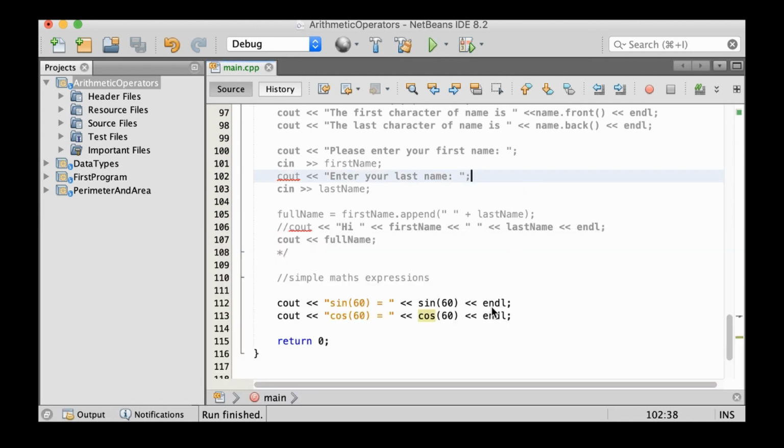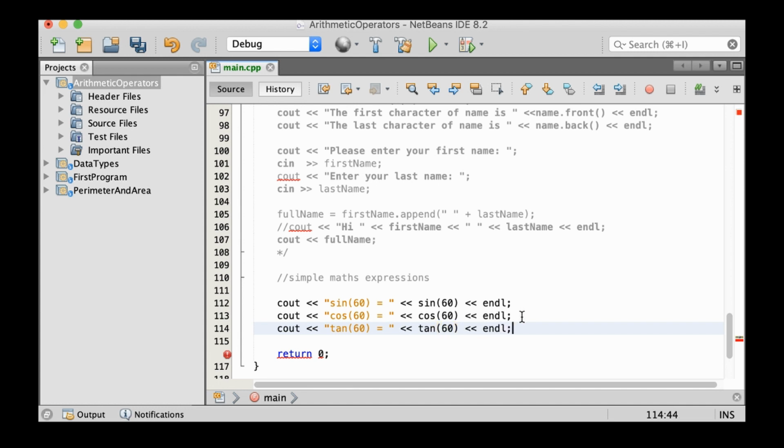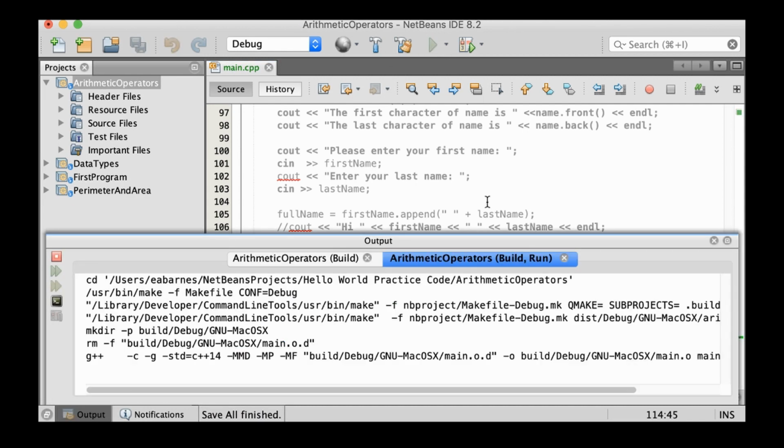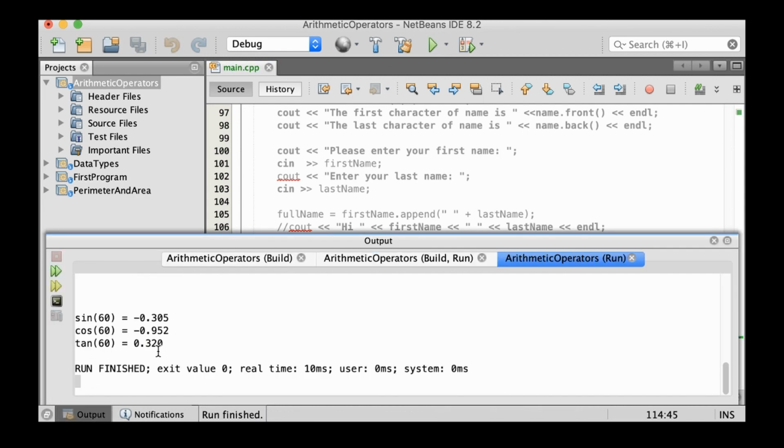Then if you know there is sine, cos, there's definitely going to be tan. So if you want to perform some heavy calculations, you can write a program to perform all these calculations. That's when you really need to use them. Remember to include the math.h library, and you have tan is equal to 0.320.